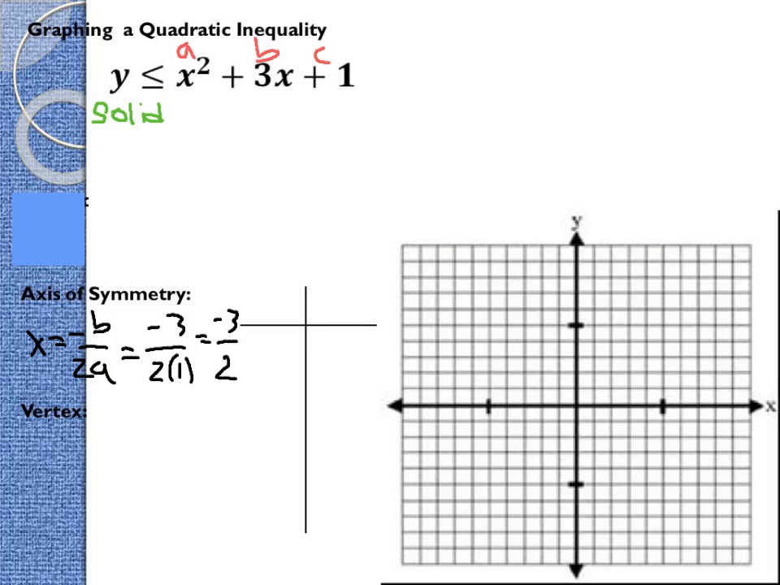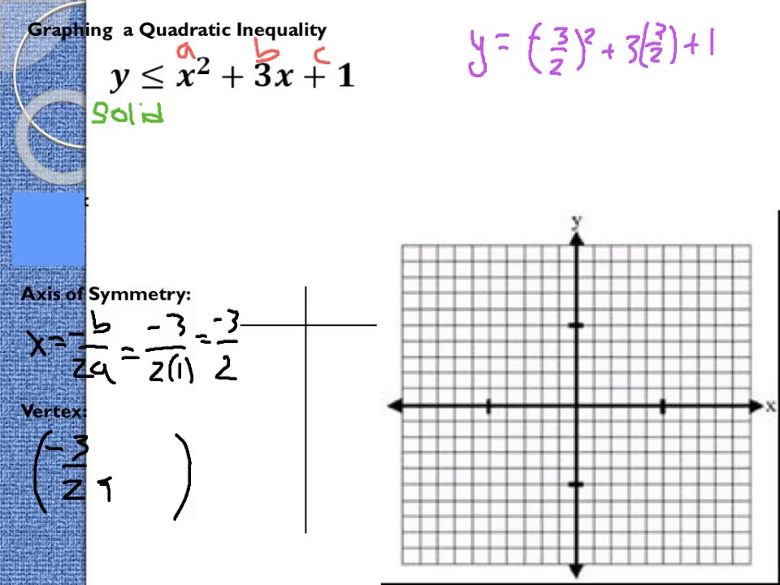So my axis of symmetry tells me my x-coordinate of my vertex. So negative 3 over 2 is my x value. And then I can plug that into my original equation to find my y. I'm going to use purple for my y value. And so when I plug this in, for the moment I pretend this is an equal sign. And I get y is equal to negative 3 over 2 squared plus 3 times negative 3 over 2 plus 1.